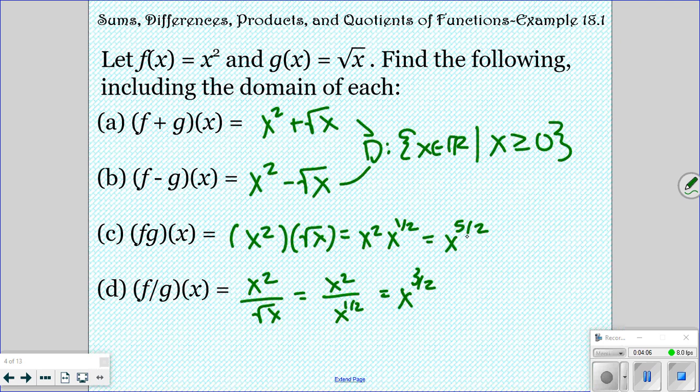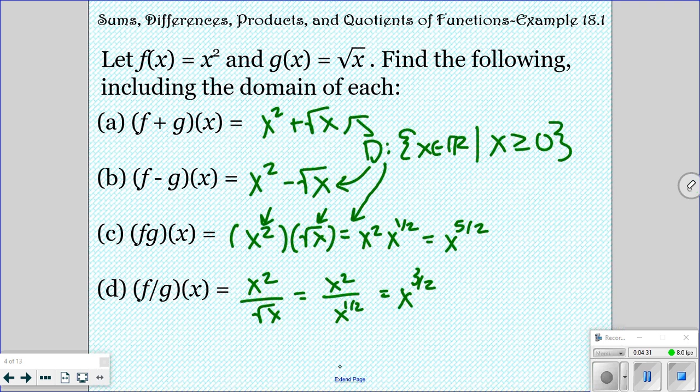For this one here, we have to look back at the original one. So we can plug any number in here, but again here we can't plug in negative numbers. So the domain would be again the same one. So all three of these have the same domain so far, because we can plug in any number as long as it's positive into the radical.